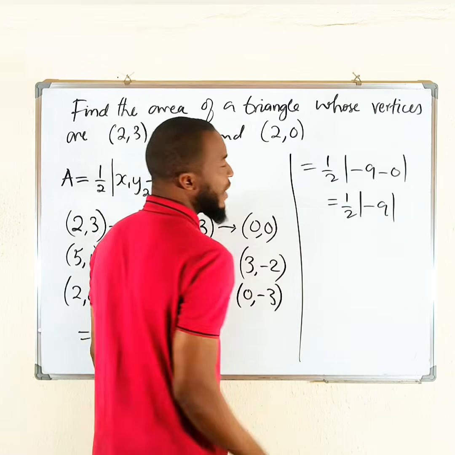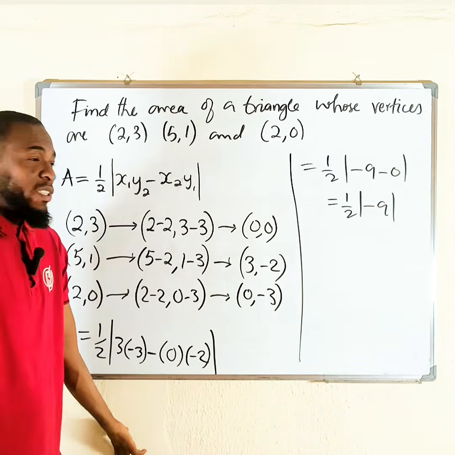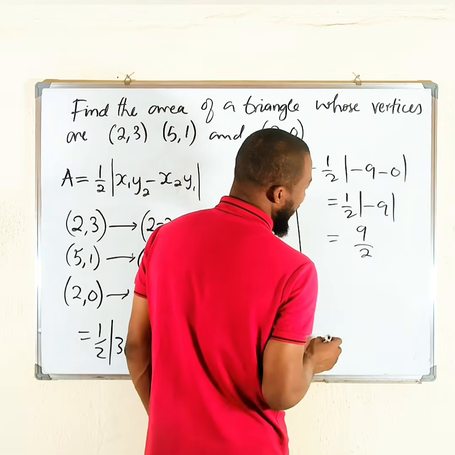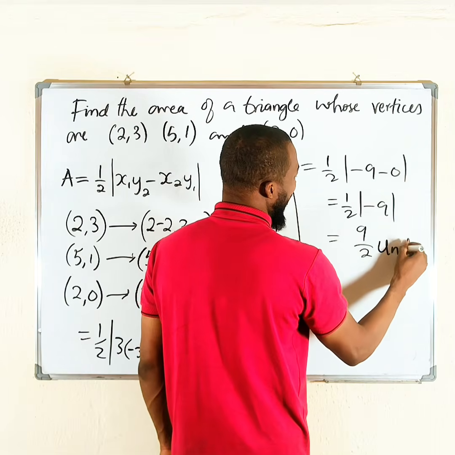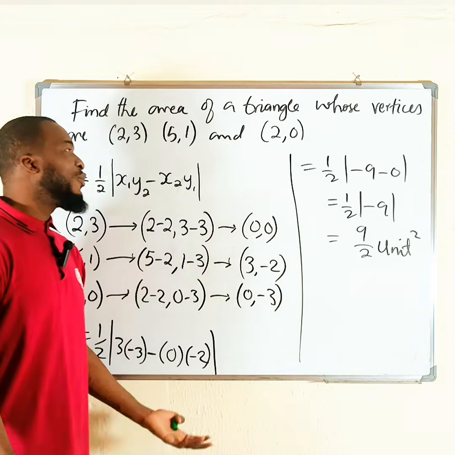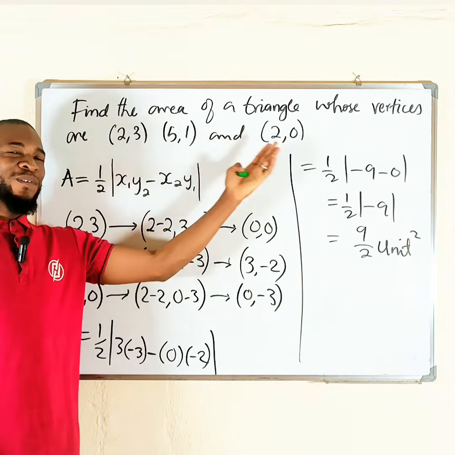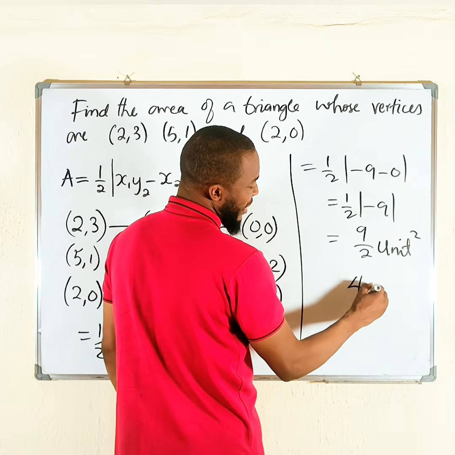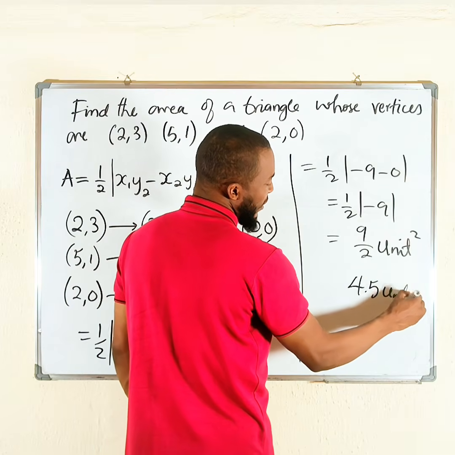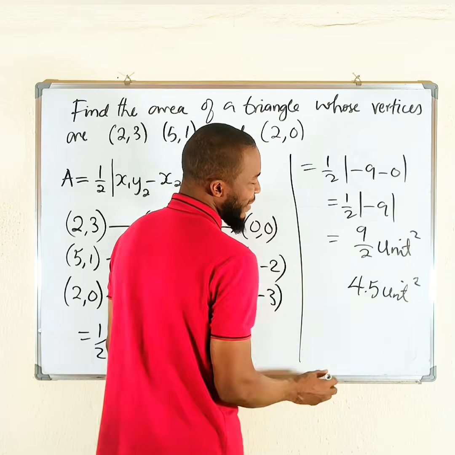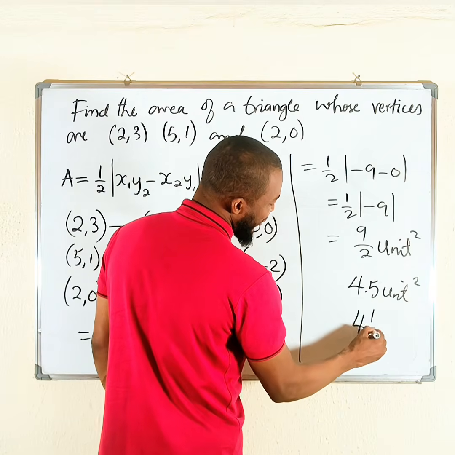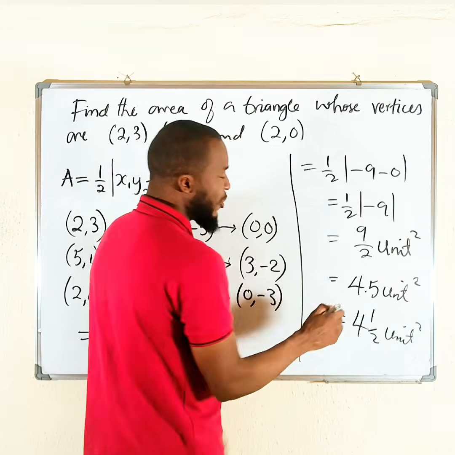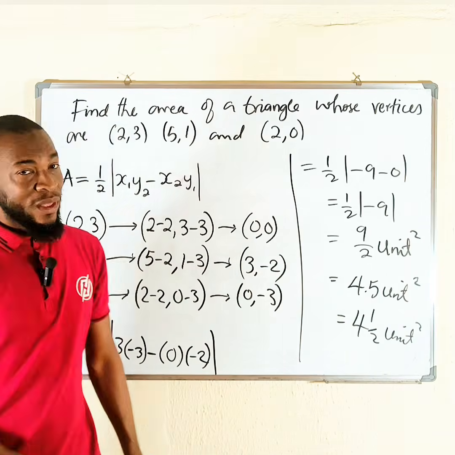And minus 9 in the absolute value will be what? Positive 9. So this is just half of 9 unit squared. This is the area of the triangle whose vertices are (2, 3), (5, 1), and (2, 0). And if you like, you can write it as 4.5 unit squared. If you like, you can write it as a mixed number, 4 1/2 unit squared. All of these three are equivalent.